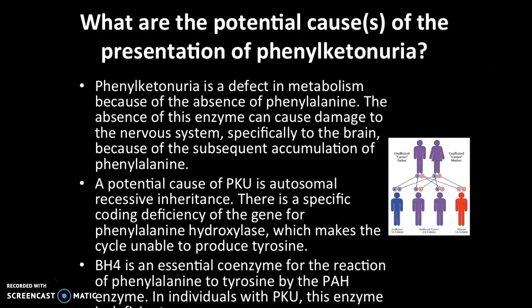So what are potential causes of the presentation of phenylketonuria? PKU is a defect in metabolism because of the absence of phenylalanine hydroxylase. The absence of this enzyme can cause damage to the nervous system, specifically the brain, because of the accumulation of phenylalanine, which can obviously be very harmful in high potencies. A potential cause of PKU is autosomal recessive inheritance, which is shown to the right. There's a specific coding deficiency for the gene phenylalanine hydroxylase, which makes the cycle unable to produce tyrosine.